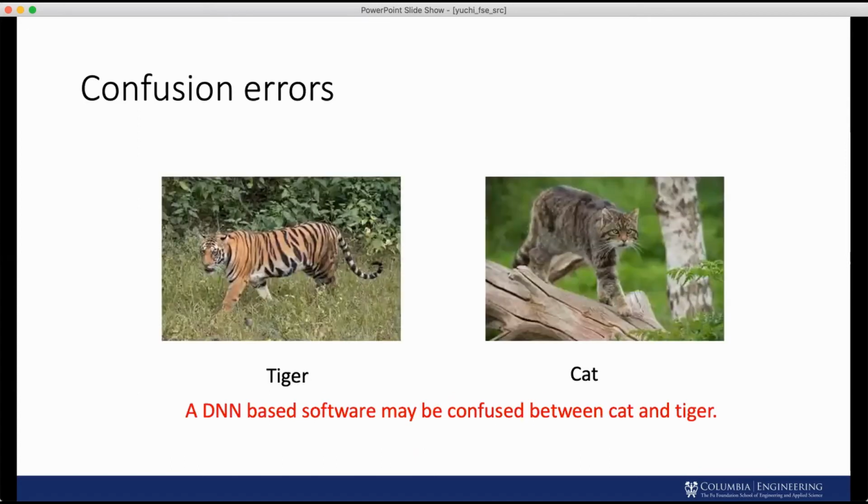Another example, DNN-based software used in a zoo cannot distinguish between cat and tiger. It will also cause a big problem. Confusion errors are an important problem for software engineering because when we apply the DNN model in reality, those errors need to be repaired even though the overall accuracy is acceptable.